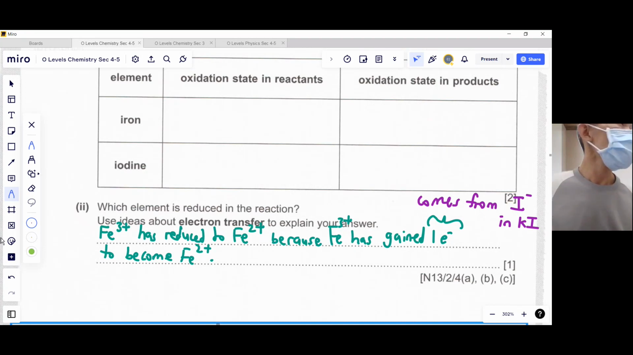Okay, questions, anyone? No? No? Okay, if not, let me give you another worksheet. Okay, take one. This one for you special.